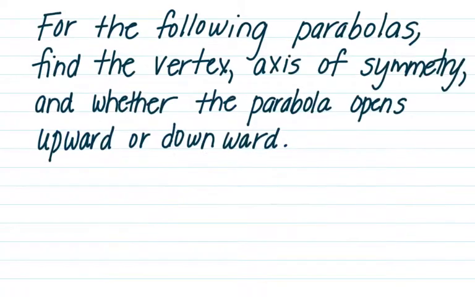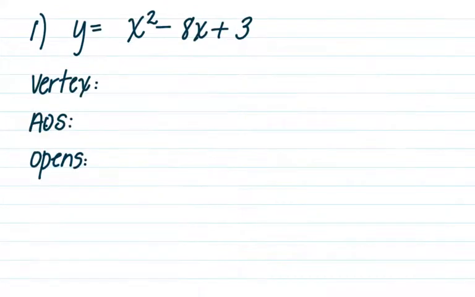So let's go about using this formula to find some vertexes of a quadratic equation. For the following parabolas, we're going to find the vertex, the axis of symmetry, and whether the parabola opens upward or downward. All right, so our first equation is y is equal to x squared minus 8x plus 3. So we'll do it in that order. We'll find the vertex, the AOS, and then we'll talk about how it opens.